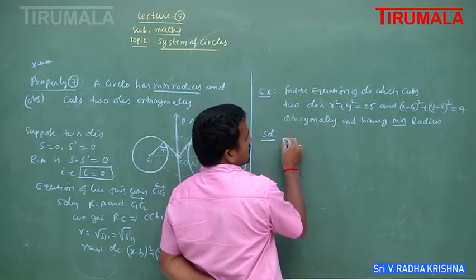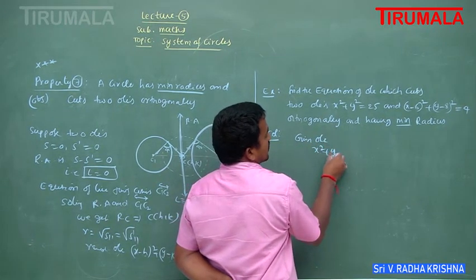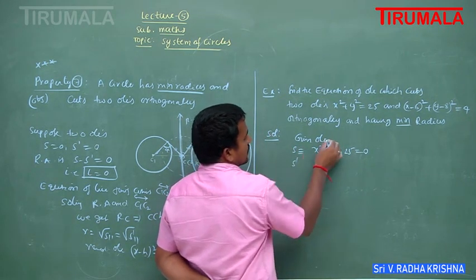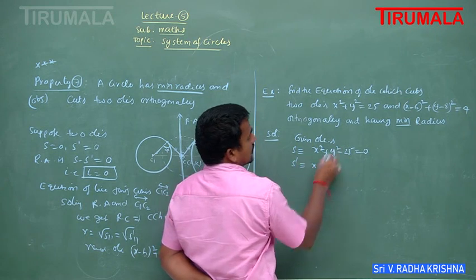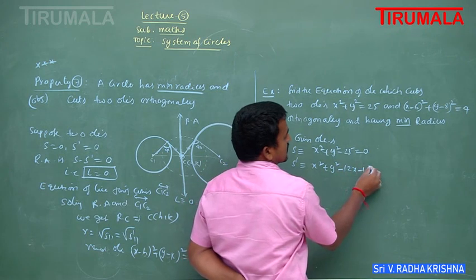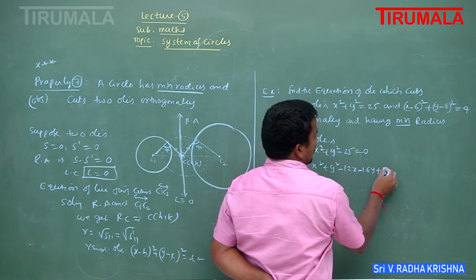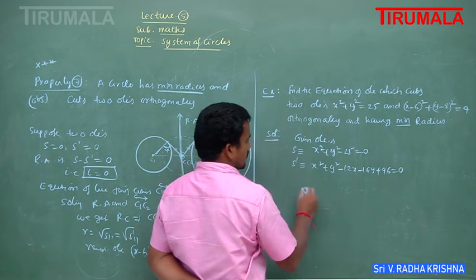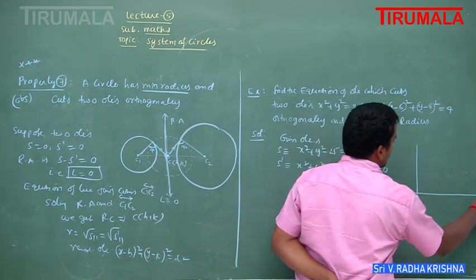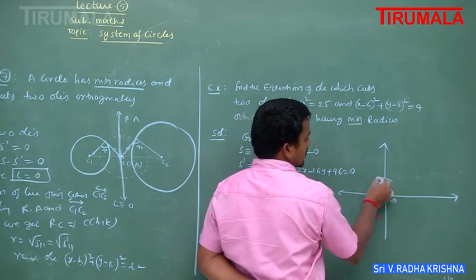So for example, find the equation of the circle which cuts the two circles orthogonally and has the minimum radius. Clearly observe the given circles. x square plus y square minus 25 equal to 0 is the first circle, S equal to 0. S dash, the second circle, after expansion is x square plus y square minus 12x minus 16y plus 100 minus 4, that is 96, equal to 0. So first we find the centers. Rough diagram is this. Here the center is (0, 0) and the radius is 5 units.